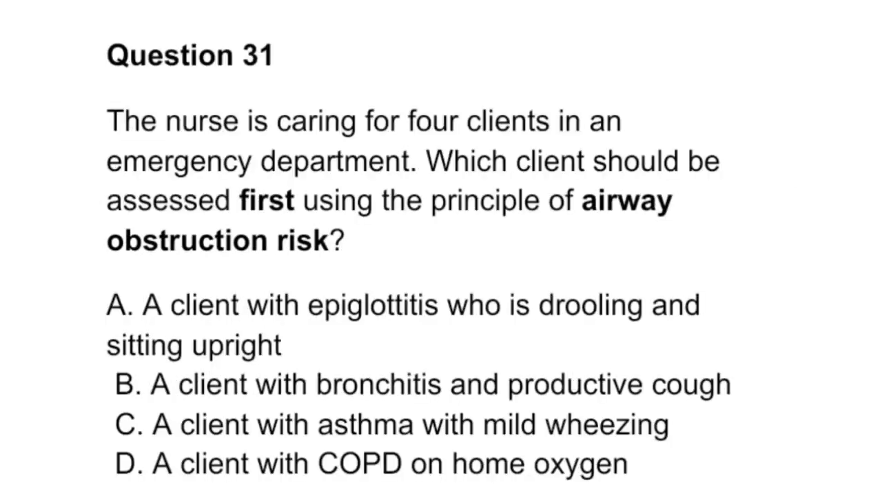Question 31. The nurse is caring for 4 clients in an emergency department. Which client should be assessed first using the principle of airway obstruction risk? A. A client with epiglottitis who is drooling and sitting upright. B. A client with bronchitis and productive cough. C. A client with asthma with mild wheezing. D. A client with COPD on home oxygen.